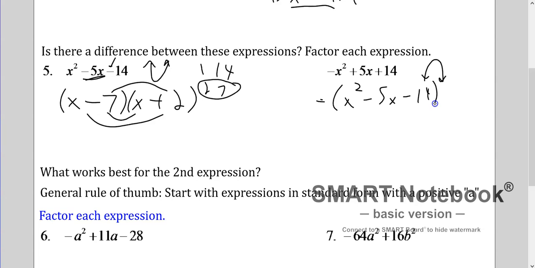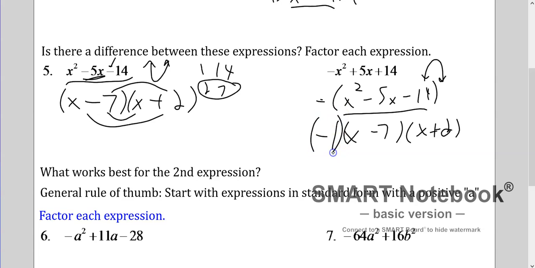Now, notice, this is this. So it should be very easy to factor because we already have the answer over here, x minus 7, x plus 2. The only difference is that there's a negative outside. So this is negative 1. It's like its own parentheses. Negative 1 times x minus 7 times x plus 2.